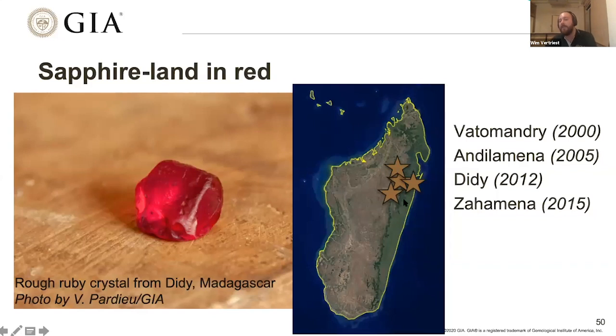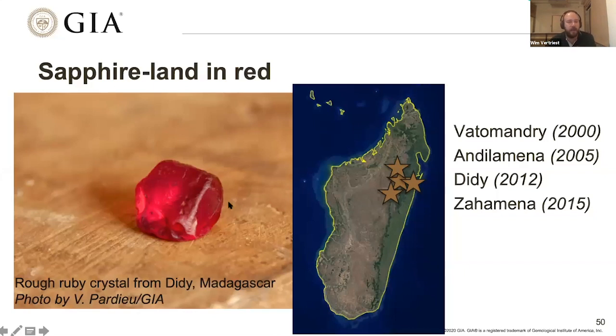In that same area in the northeast are numerous deposits of rubies that have always typically been worked in rushes. So people discover something and it attracts a lot of attention, and people gather there in the thousands, sometimes 10,000 miners, to start mining material. Just to name a few of those, the Vatomandry deposit is one of the earliest rushes there. Then Andilamena was probably one of the biggest, where it's estimated that 20,000 people gathered in the middle of the jungle. And this is not too far from Didy, which produced both ruby and blue sapphire.